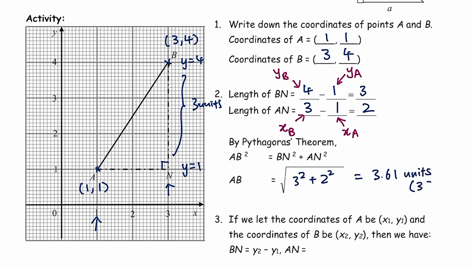To 3 SF. But actually, this is not that crucial to us because we're trying to understand what we substituted into here. Essentially, these three came about from this part. Let me try to highlight this. These three came from taking the y coordinate of B minus the y coordinate of A.